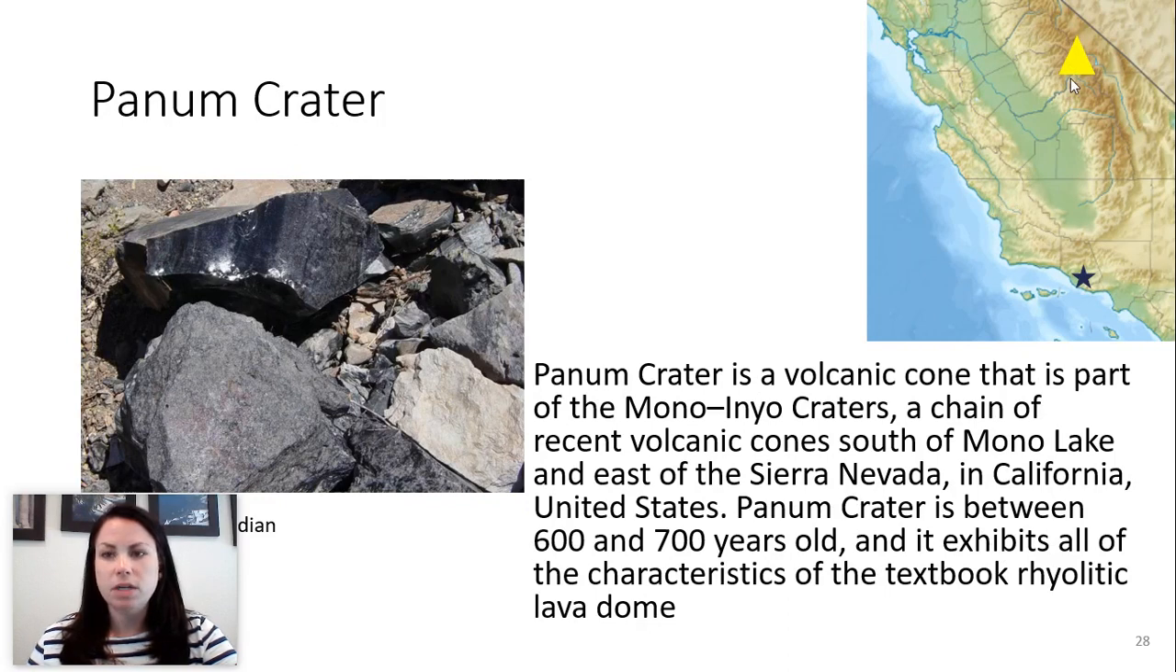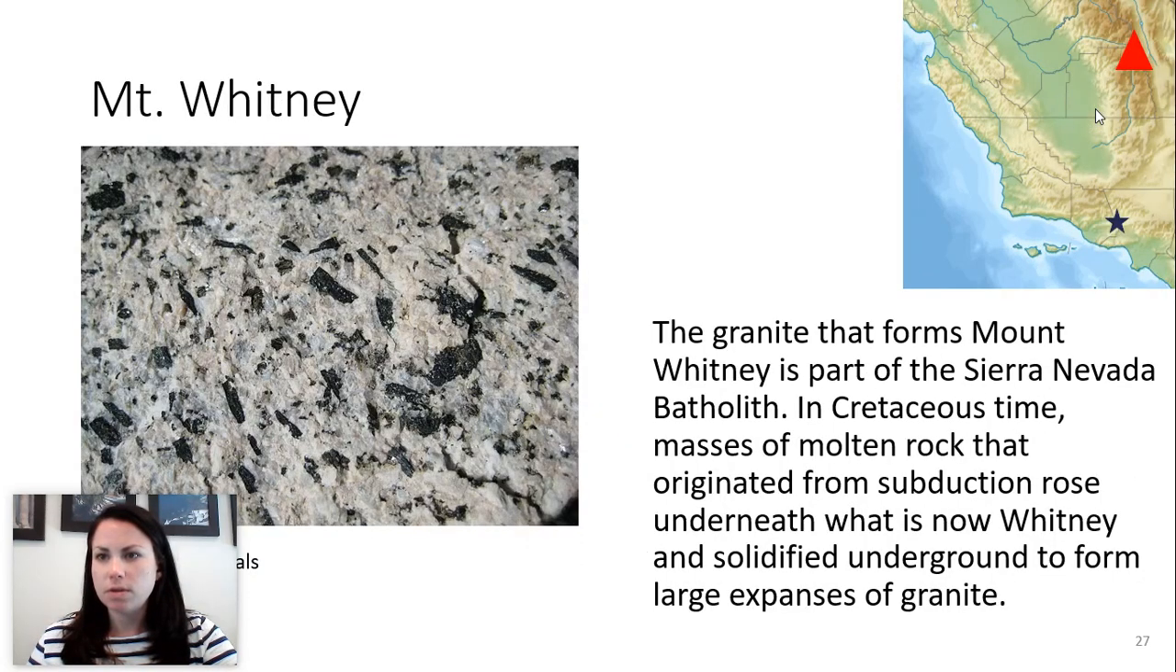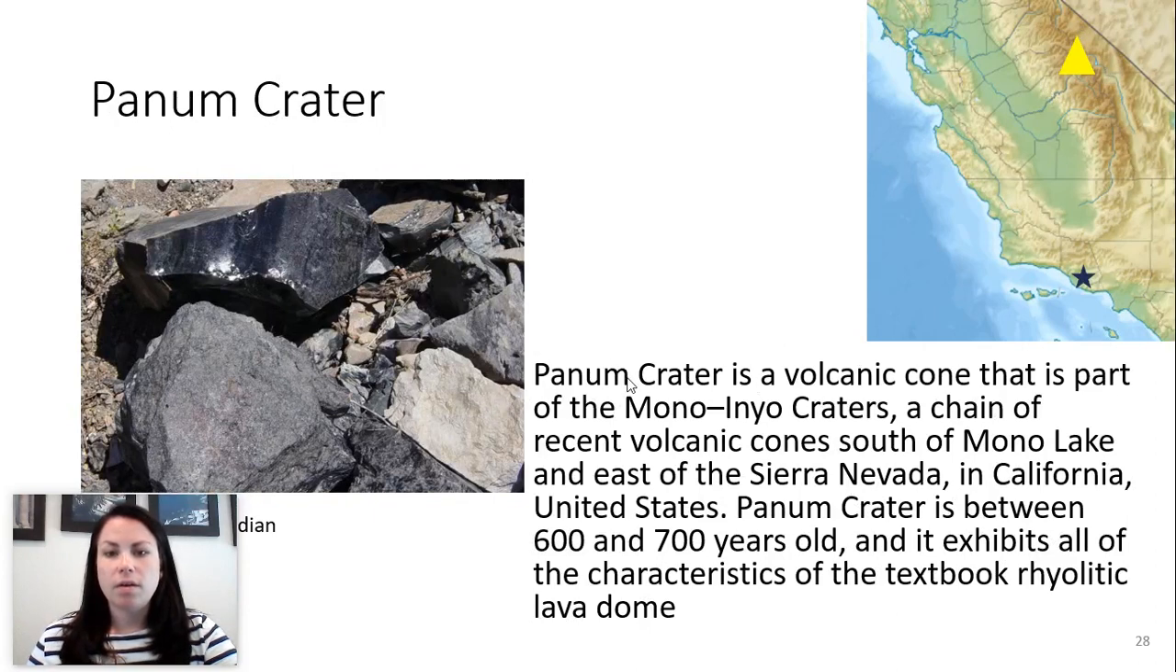Okay, so here's another example. Again, here we are at the star. This is Panum Crater, so a little bit further north than where we are in Mount Whitney. I believe it's north, yes, a little bit further north. And so the Panum Crater is a volcanic cone that's part of the Mono Inyo craters, which is a chain of recent volcano cones south of Mono Lake and east of the Sierra Nevadas. Panum Crater is between 600 and 700 years old, and it exhibits all of the characteristics of a textbook rhyolitic lava dome. And here's an example of some obsidian that we see at Panum Crater. So if you've visited Mono Lake, this is not too far away.